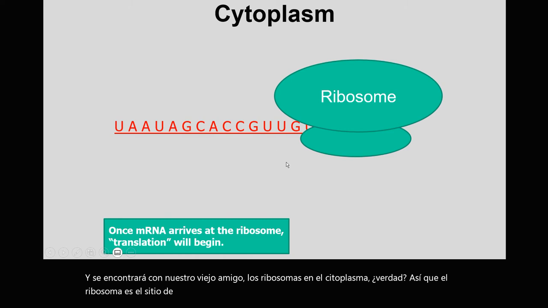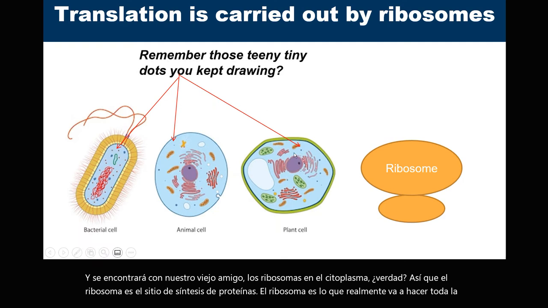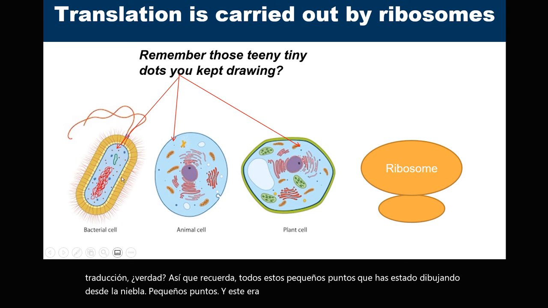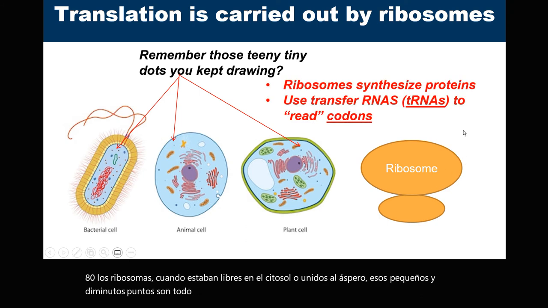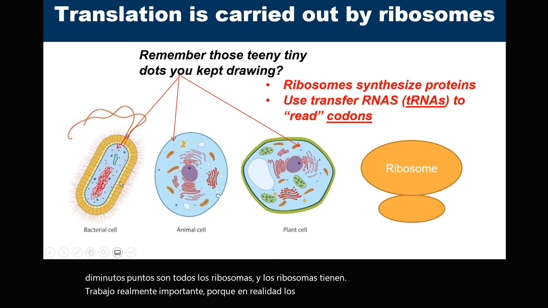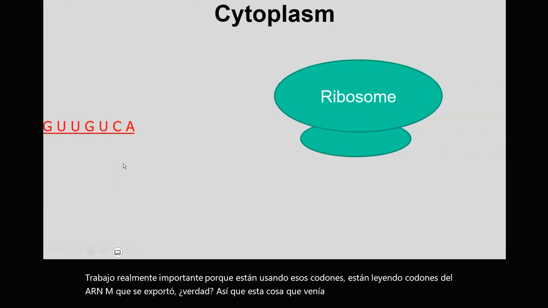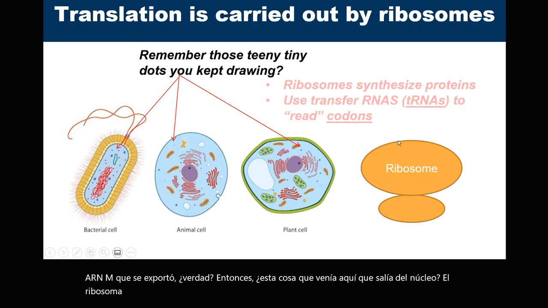The ribosome is what's actually going to be doing all of the translation, right? So remember all these tiny little dots that you've been drawing since the fall, the little dots, and this was the 70S ribosomes in the prokaryotes and the 80S ribosomes when they were free in the cytosol or attached to the rough ER. So those teeny tiny little dots are all the ribosome, and the ribosomes have a really important job because they're actually reading codons from the mRNA that got exported, right? So this thing that was coming out of the nucleus, the ribosome is what's translating that and actually making the protein in the end.